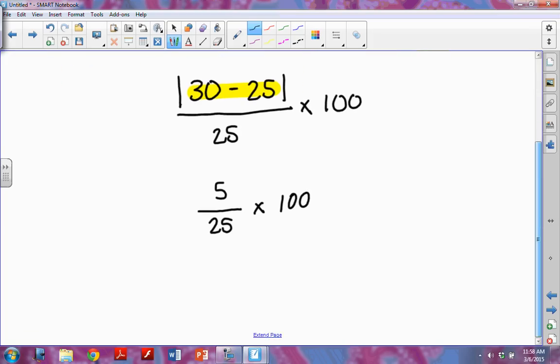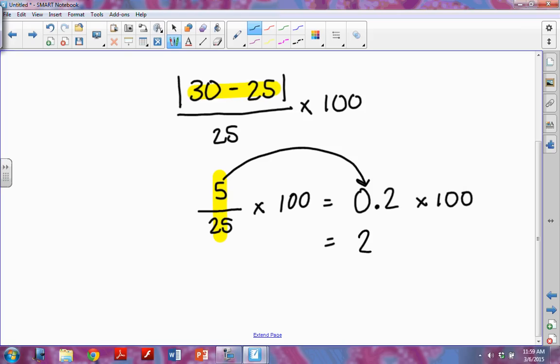Now let's take a look at the 5 divided by the 25. Don't think of it as 25 divided by 25 and it being 5. The 5 is how much you're splitting up into 25 groups. So 5 divided by 25 is going to give you 0.2. And then it's still going to be multiplied by 100. So 0.2 or 2/10 times 100 gives me 20%.